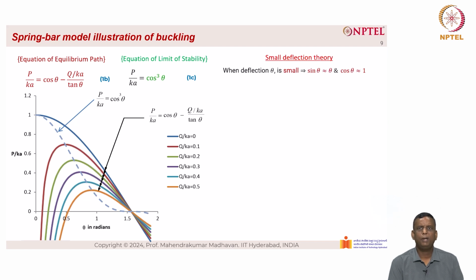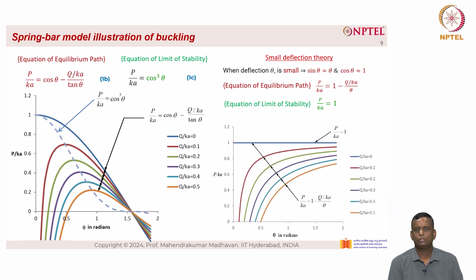Now let us compare this with small deflection theory. What we have done so far is the large deflection theory. In the small deflection theory, we know that when theta is small, sin theta is equal to theta and cos theta is equal to 1. So the equation of equilibrium path becomes p by ka equal to 1 minus q by ka divided by theta, and the equation of limit state of stability is p by ka equal to 1. When we plot the above, we get the following curves.